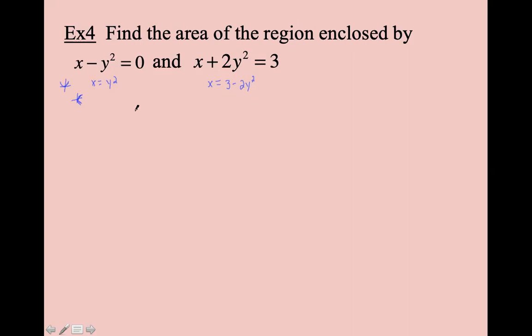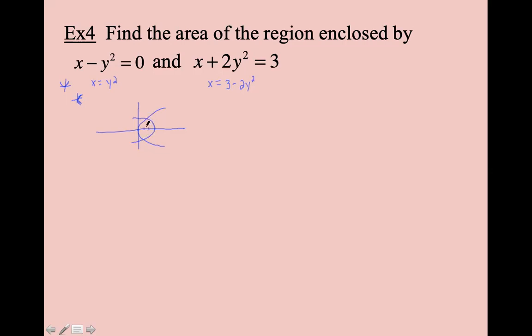So what my graph ends up looking like, where these two curves intersect, is we have our first curve, x equals y squared, which is a sideways parabola, and 3 minus 2y squared is also sideways. It's shifted 3 units. The sides are a little bit steeper because we have them with the 2. And so you can see if you were trying to integrate this with respect to x, you would have to find the area between these two and find these limits of integration here.